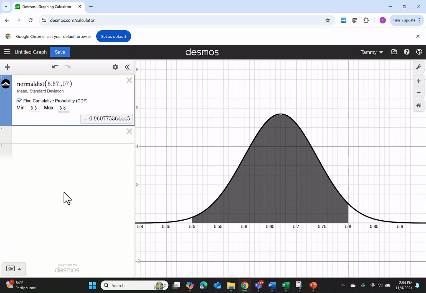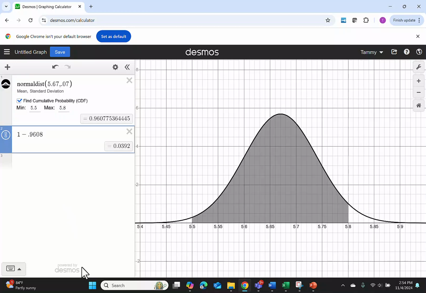You can see that the coins that are 5.5 to 5.8 grams account for most of our normal distribution. In fact, Desmos tells us that this is 0.960775, which I would call 0.9608. So 96.08% of coins would be accepted by the vending machine. To find the probability that the coin is rejected, we find 1 minus 0.9608, which is 0.0392.